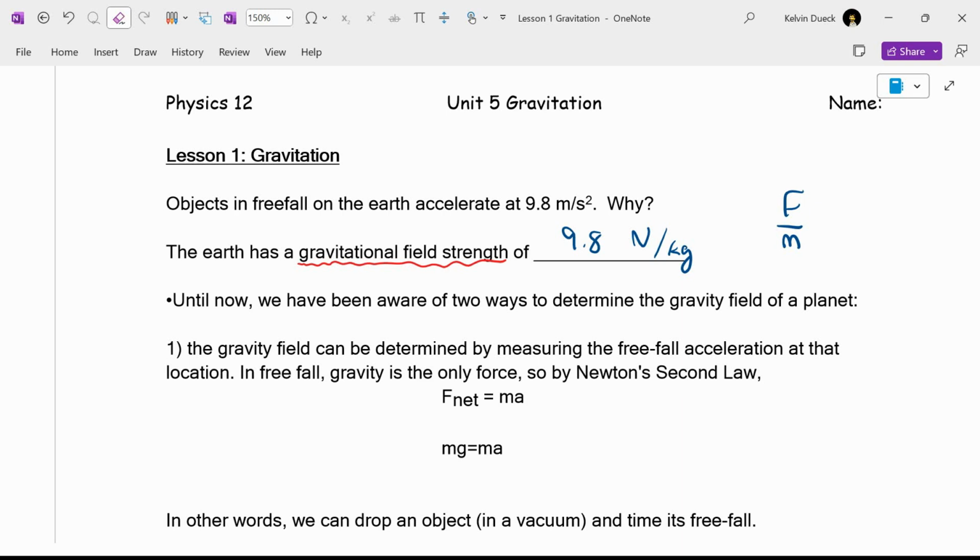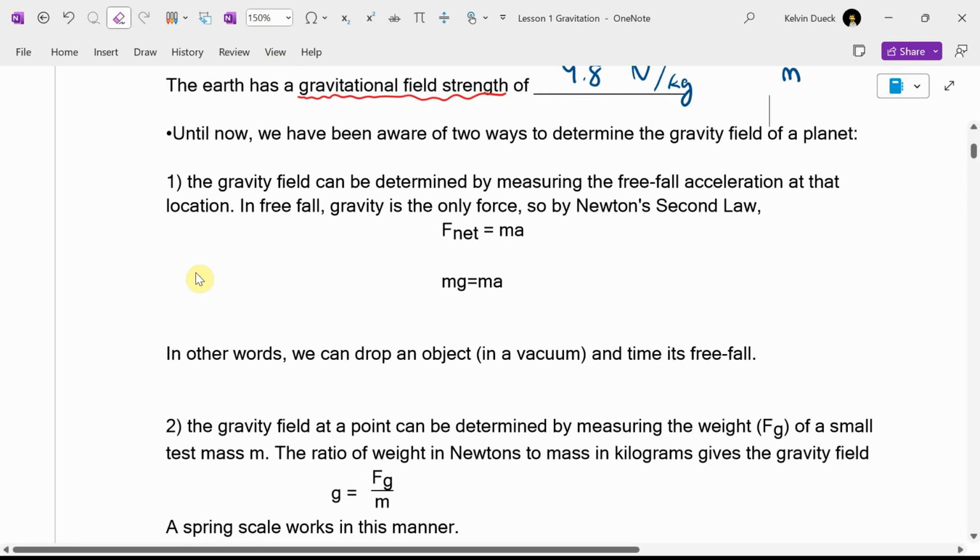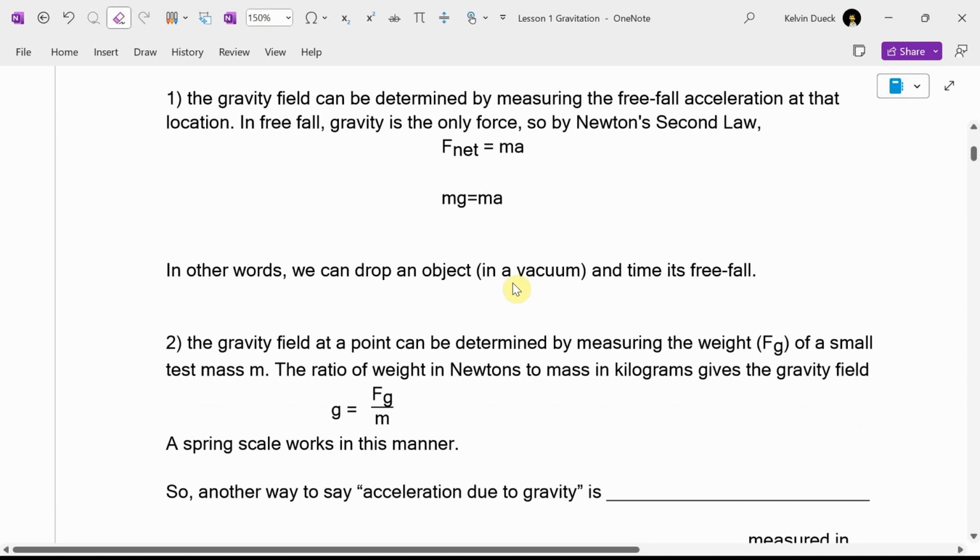There are two ways to get that 9.8. The first one is the one we did last year in Physics 11. You can drop an object in a vacuum and time its free fall. We did it in the stairwell using mg, F net equals ma, solve for a by using Vf and Vi. The second way, by the way, is to use the force equation, because F equals ma. That means that F weight is mg.